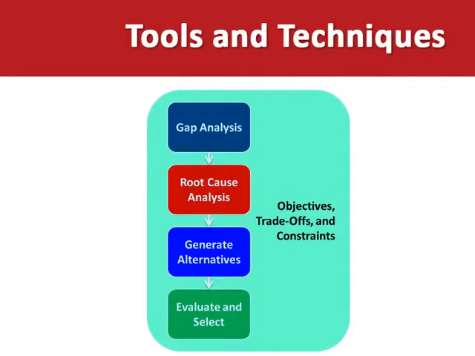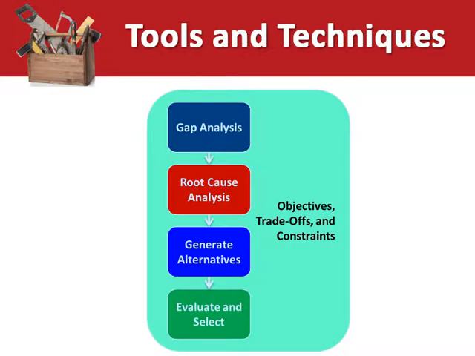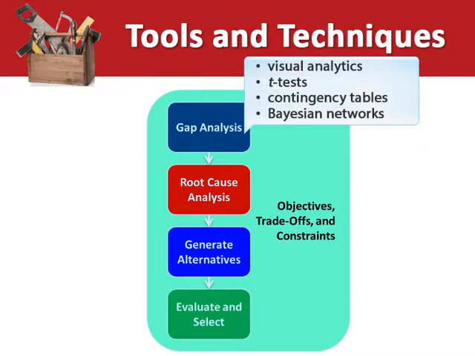Now that we have a better understanding of our overall decision process, we can start to think about some of the tools and techniques that we would use to inform each stage of the decision process. Now, note that these tools are really only interesting to the extent that they contribute to better decisions. They are not interesting in and of themselves. So let's start with gap analysis. We'll see in the course that we can do very simple gap analysis using visual techniques, or we can get more sophisticated and use statistical hypothesis testing, things like t-tests and contingency tables.